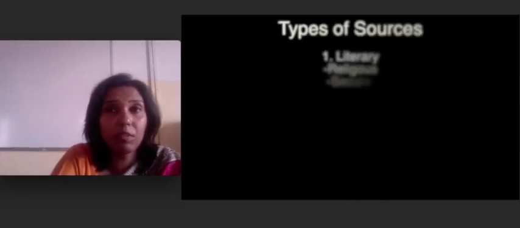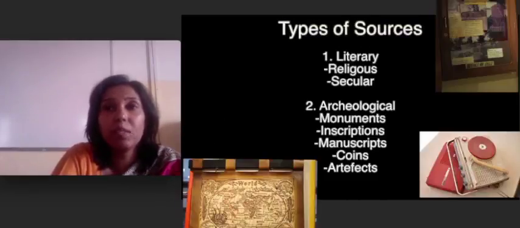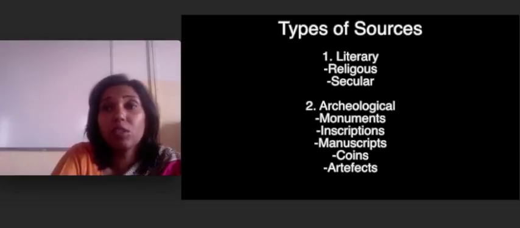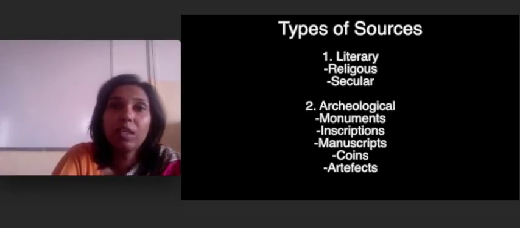But what is source material? Source material means the places and objects which provide information about events that happened in the past. And source material is of two kinds. One is literary, the other is archaeological.